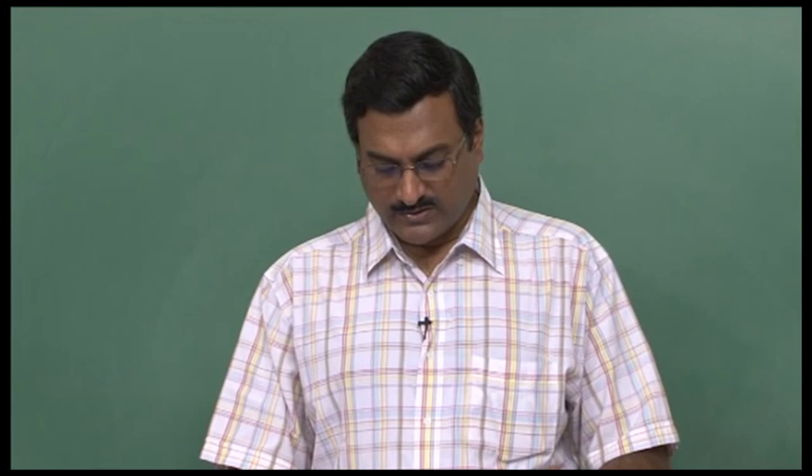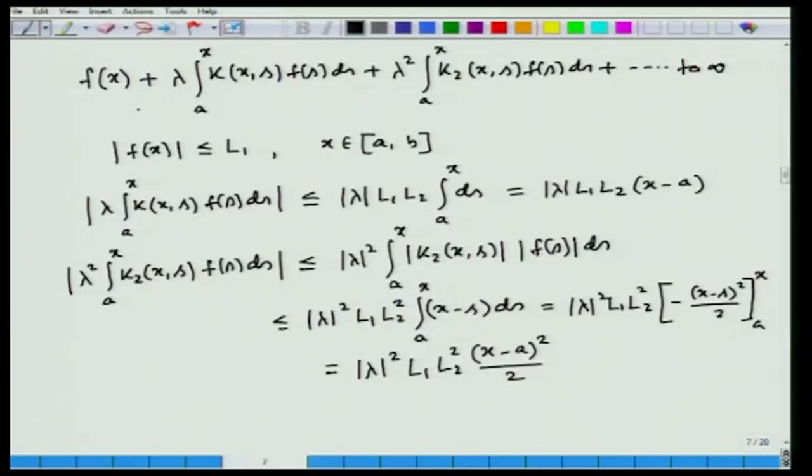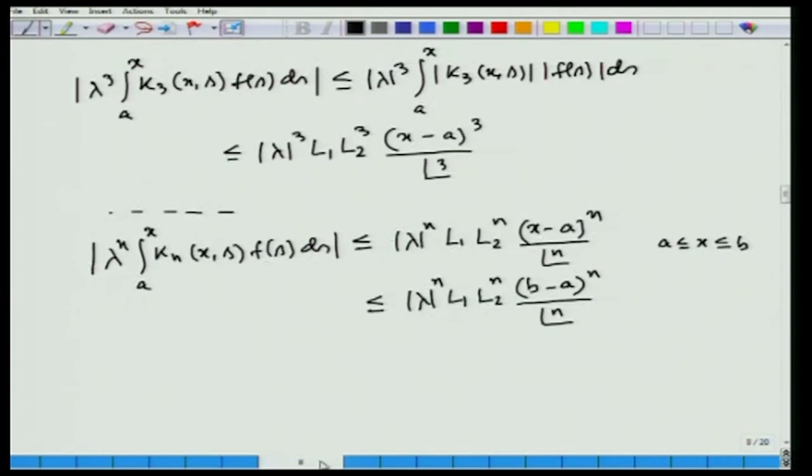the uniform convergence of this infinite expression that I have written here, that is f(x) plus lambda integral a to x this one. But do not confuse with this part. When we are deriving the successive terms of the series with their modulus, the magnitude, then we are not going to use this expression, that is (b minus a) whole to the power n by factorial n. This is only in order to prove the uniform convergence.